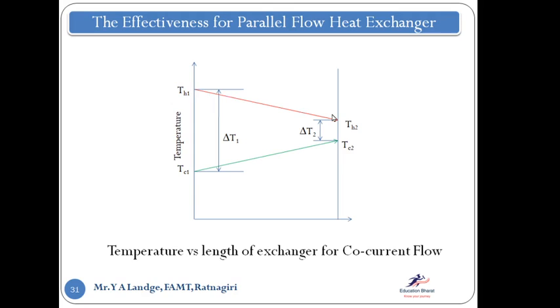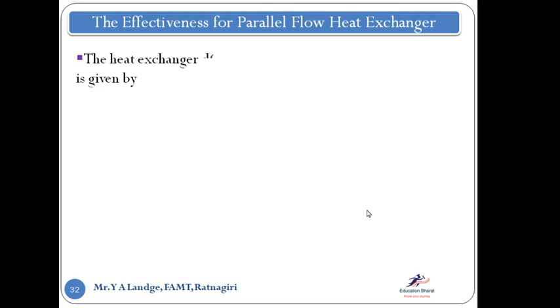So with the help of this graph and concept, we are writing the equation in terms of Q. What will be the effect on Q with respect to the change in length from 0 to L? Let's see the first case. Now we are solving one derivation, that is, the effectiveness for a parallel flow heat exchanger.